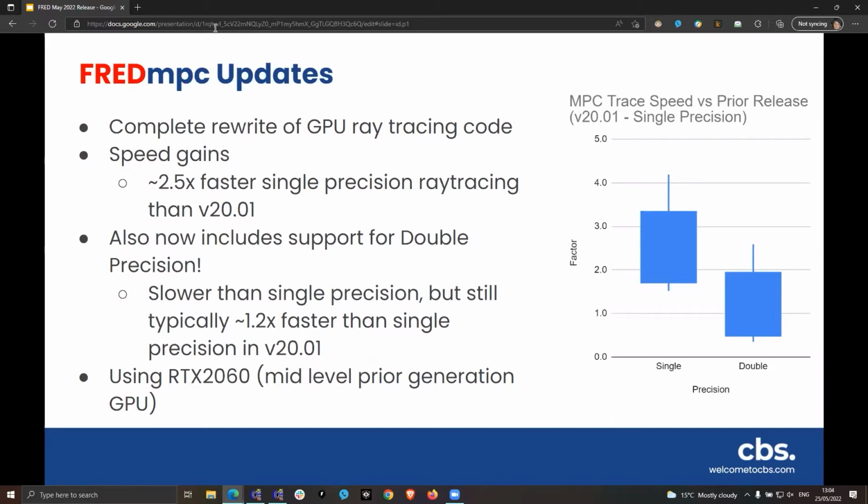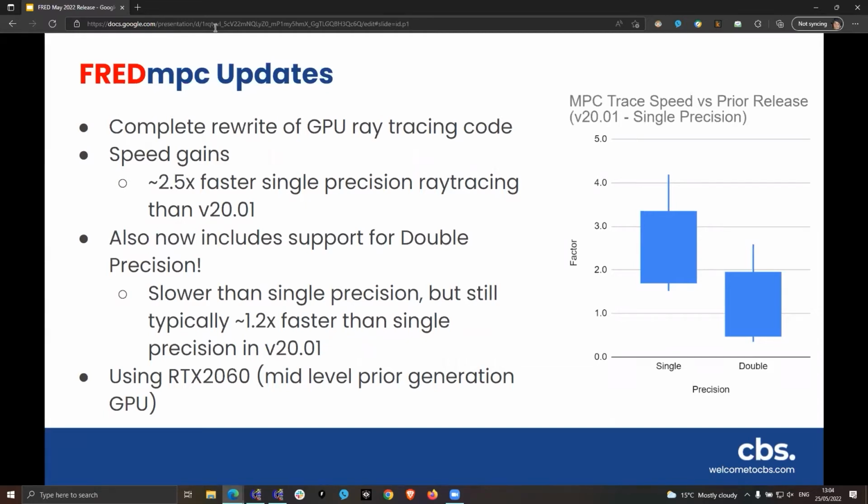But as this chart also shows, the other really big change we have in the latest version of FRED is we also now support double precision calculations. We'll talk about double precision in a bit more detail in a moment, but essentially this new type of calculation allows us to solve problems that typically were challenging for the single precision trace.